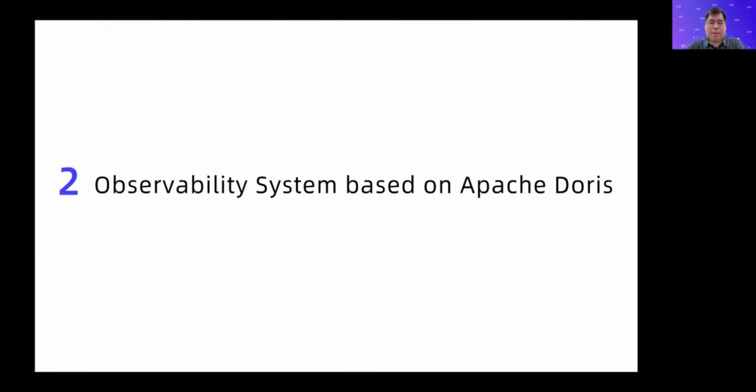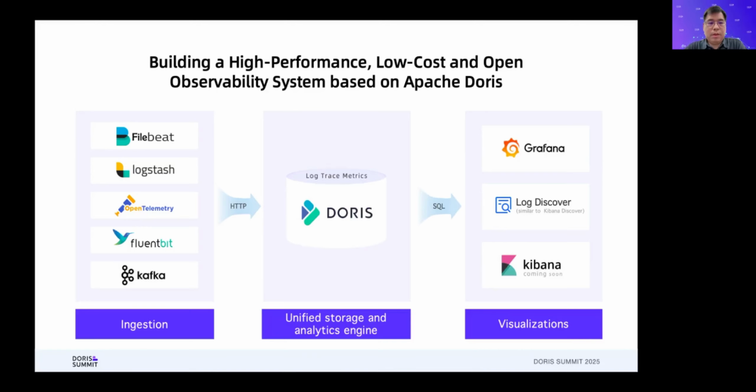Okay, let's get into Apache Doris. You can build a high performance, low cost, and open observability system based on Apache Doris. This is a typical architecture. At the center is Doris. It can be used as a unified, efficient storage and analytics engine for log, trace, and metrics data.